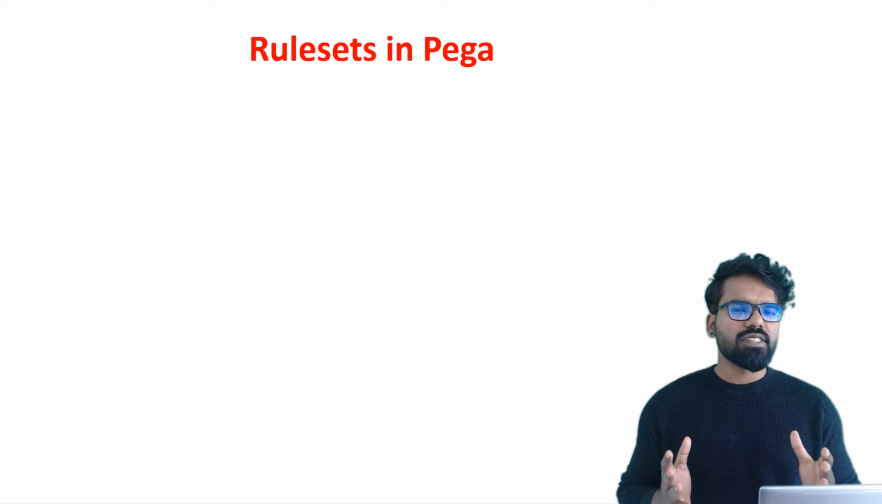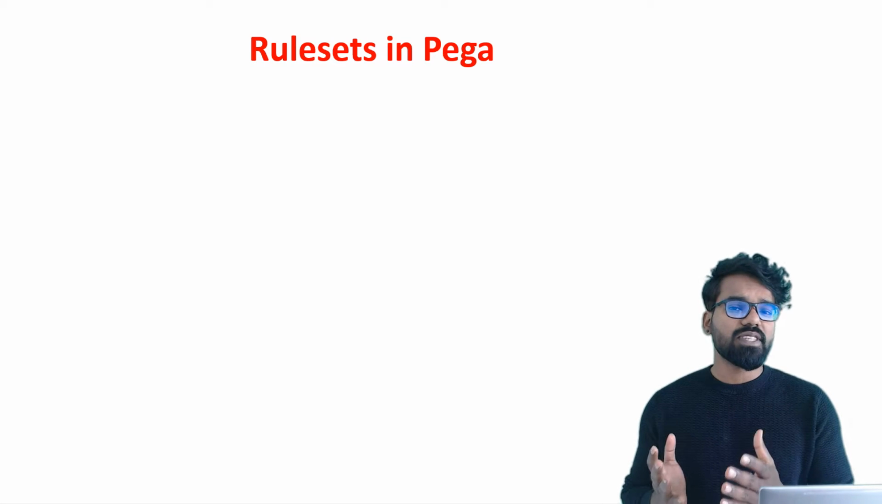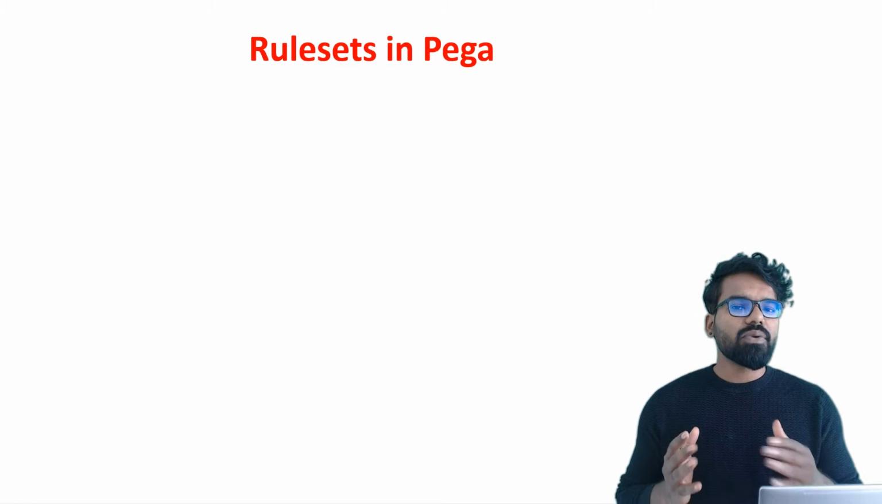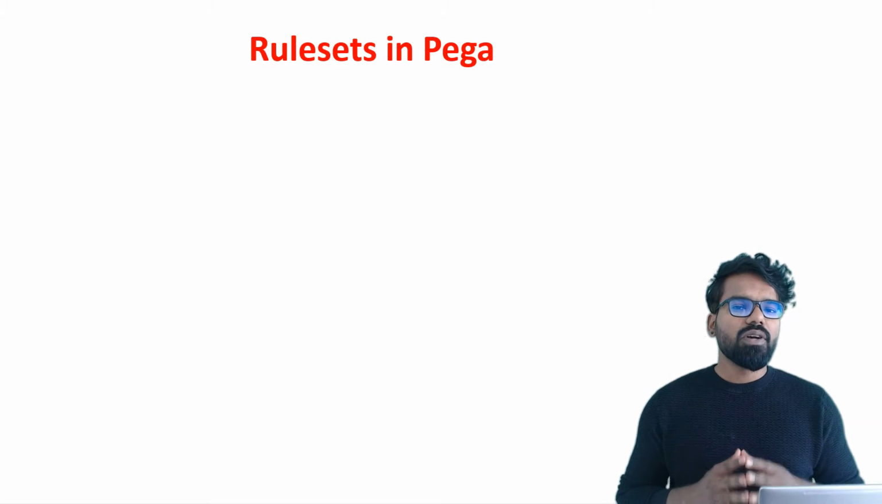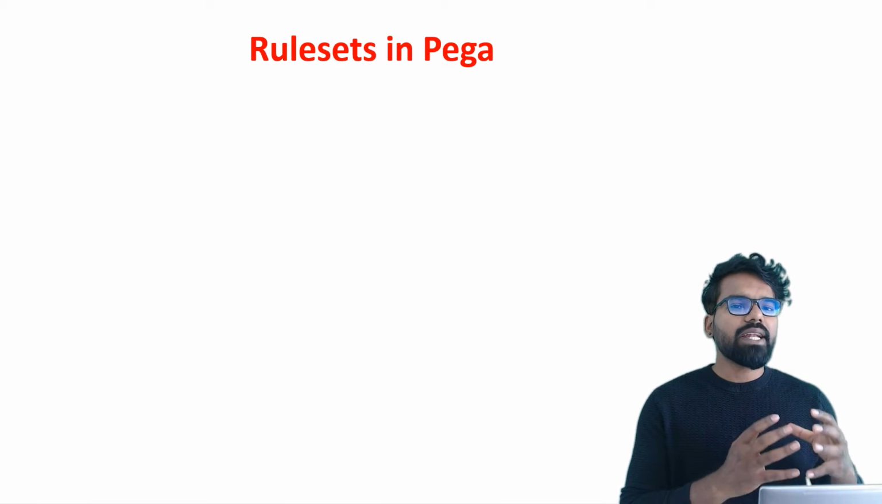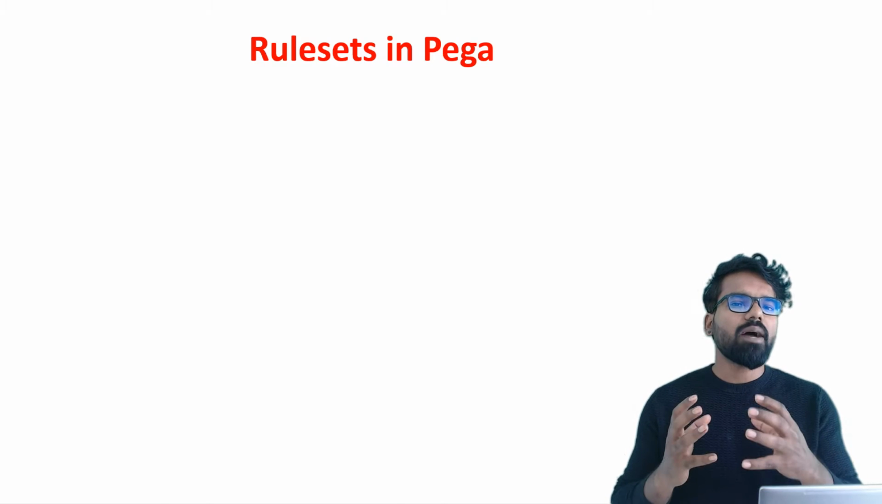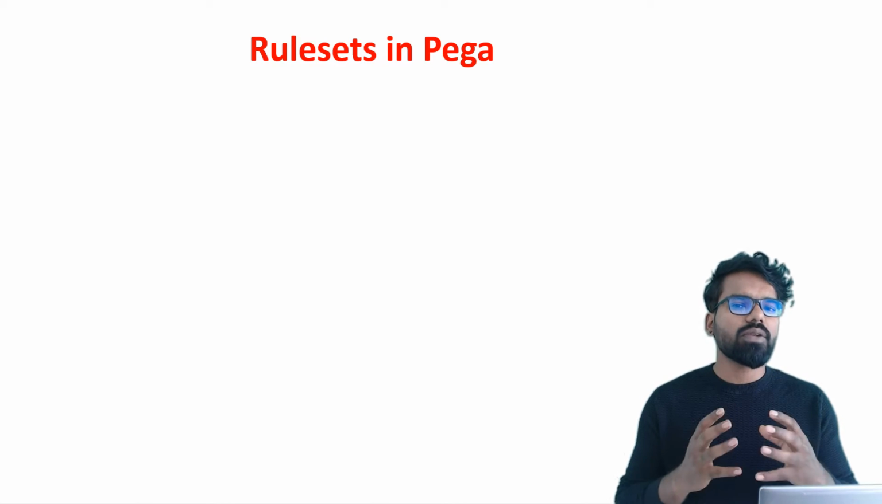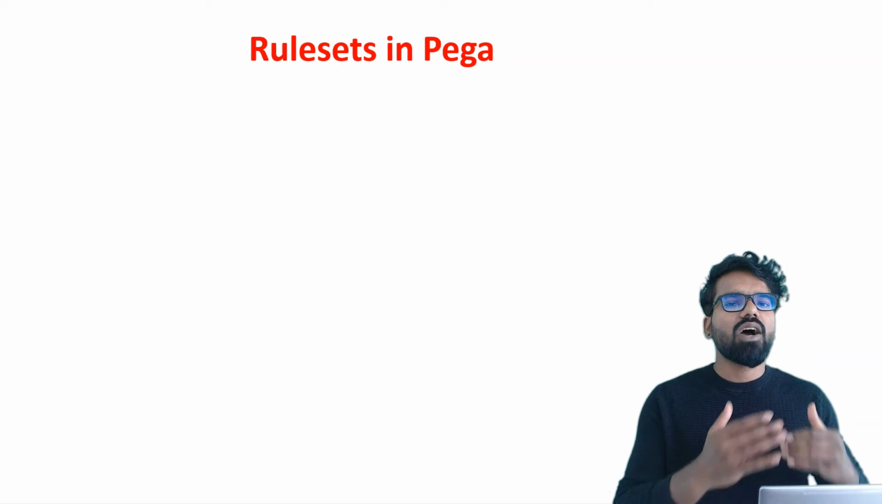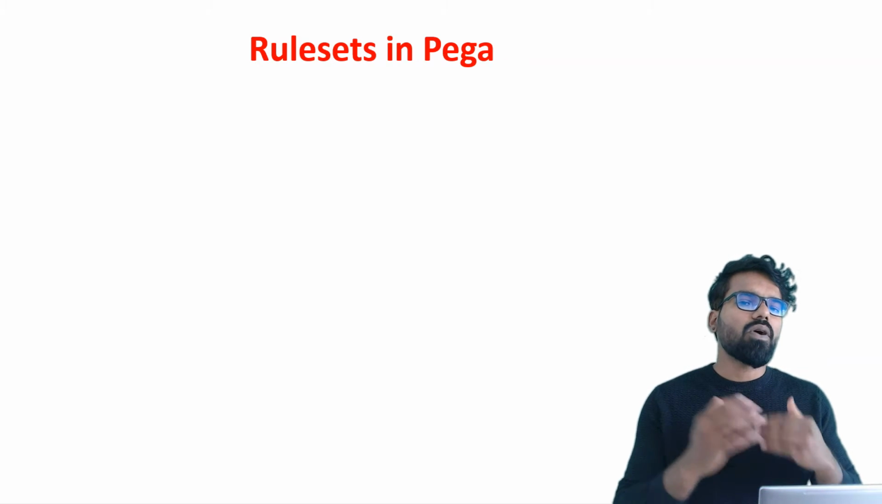So the first question is, what is the purpose of rule set in Pega? We already saw during the application creation video that rule sets can be tagged to the applications. So one application should have at least one rule set, but in real time, it can have multiple rule sets that are part of the application.